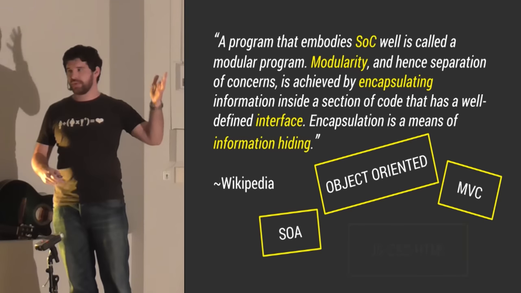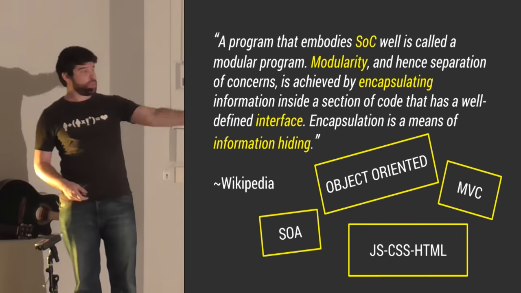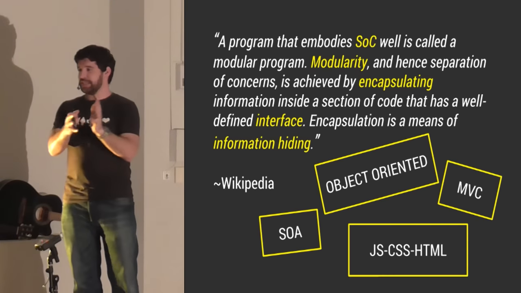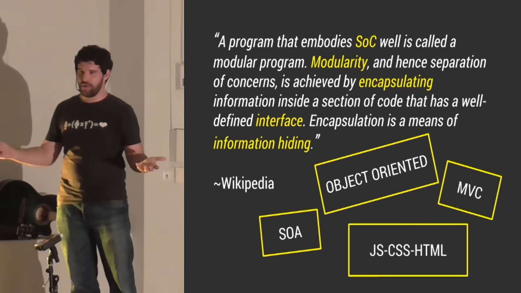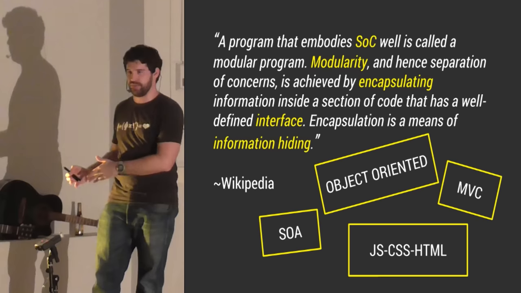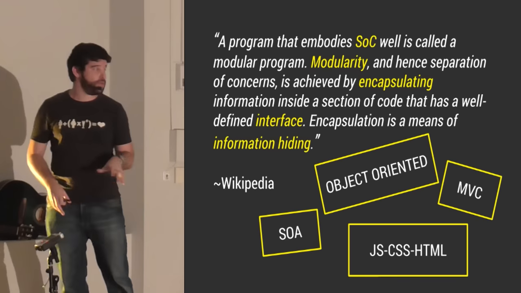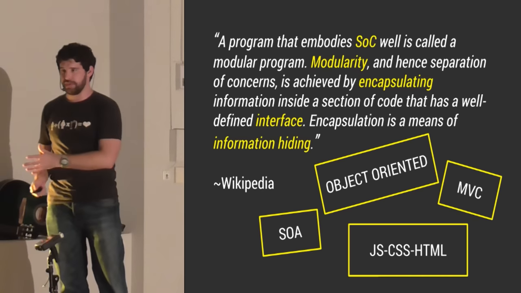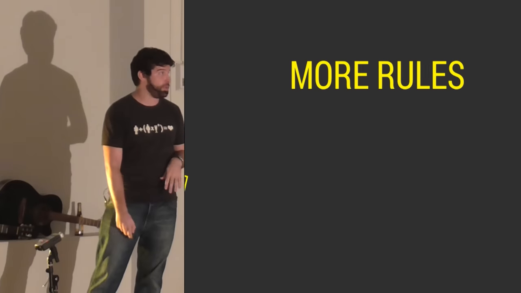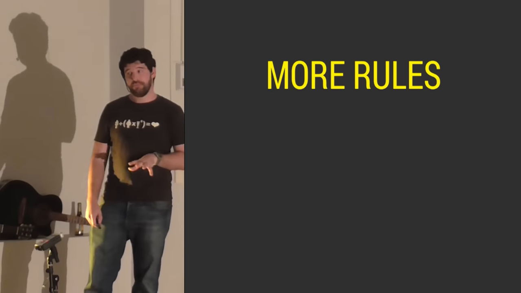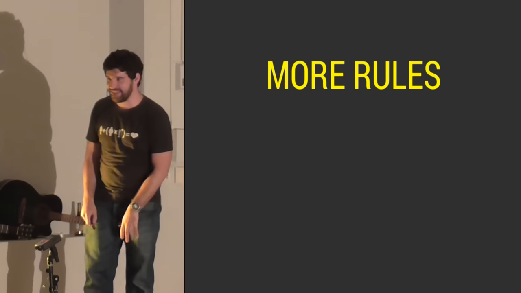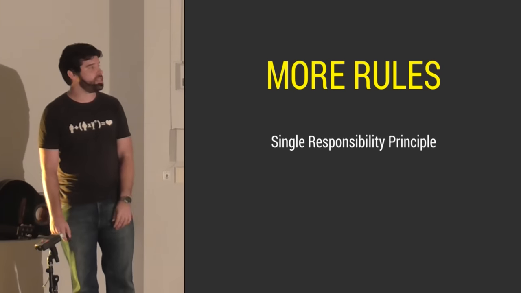Also service-oriented architecture, and also what you know, JavaScript, CSS, and HTML, which we all know, it's a separation of concerns, right? The CSS is for the styling stuff in the view, and JavaScript is all the logic. So this is also an example for it. Okay, more rules. Are you ready? More theory and stuff before we get to the syntax.